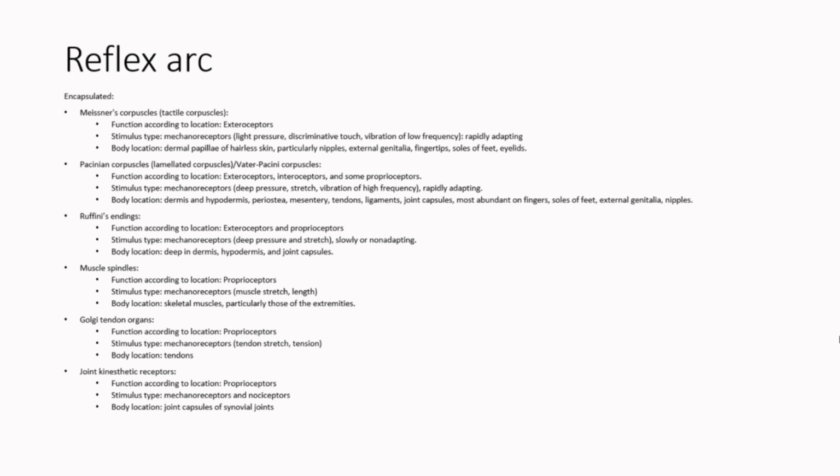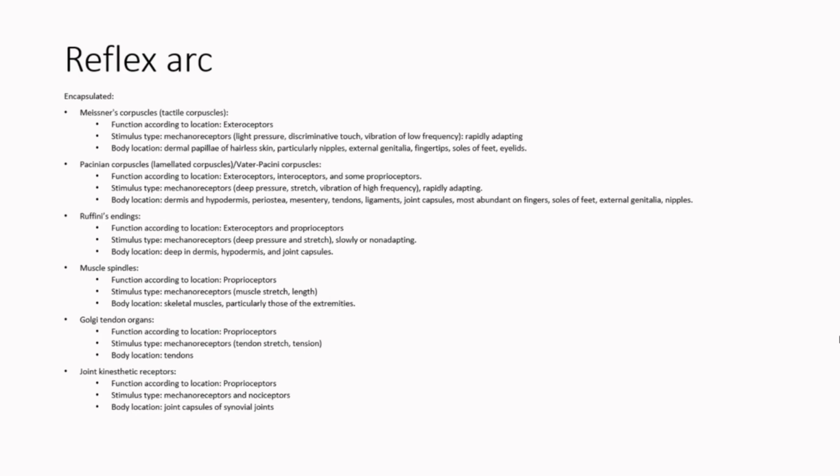Then you have these Ruffini endings, and they are exteroceptors, proprioceptors. Their stimulus type is similar to Pacinian, having this deep pressure, but they are more slowly adapting. And we also find them in the dermis, and we can also find them in the joint capsules. Then we have these muscle spindles, which are proprioceptors.